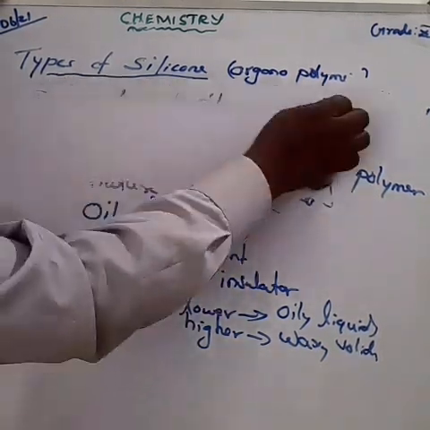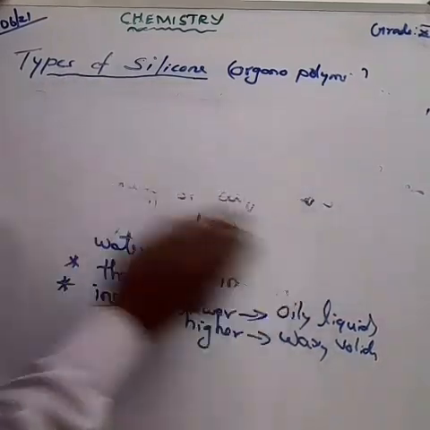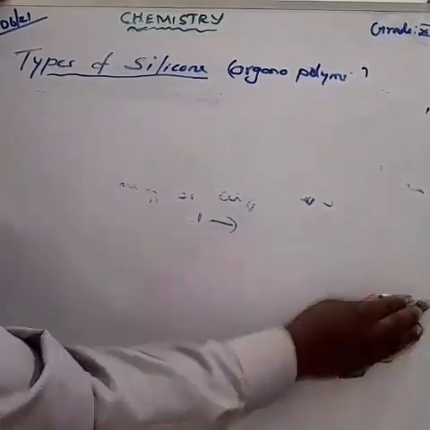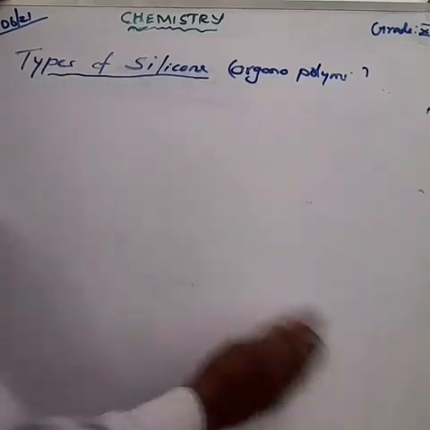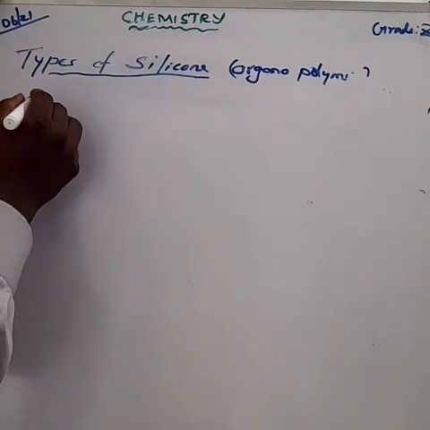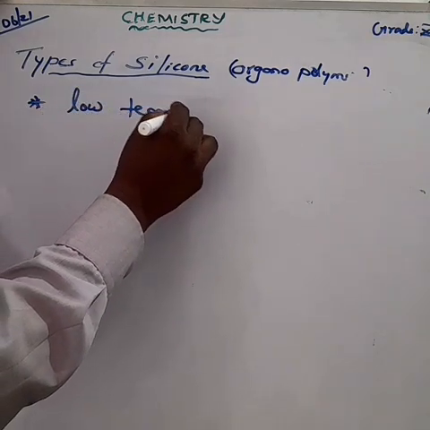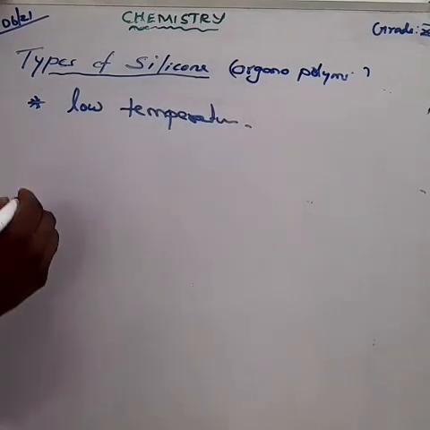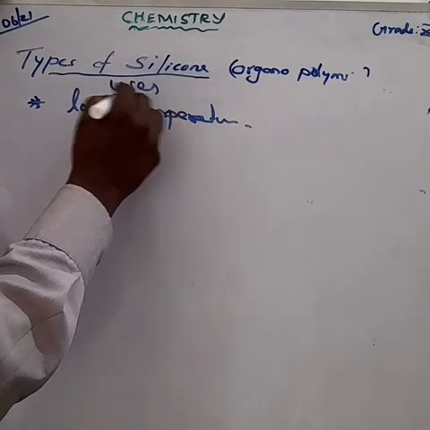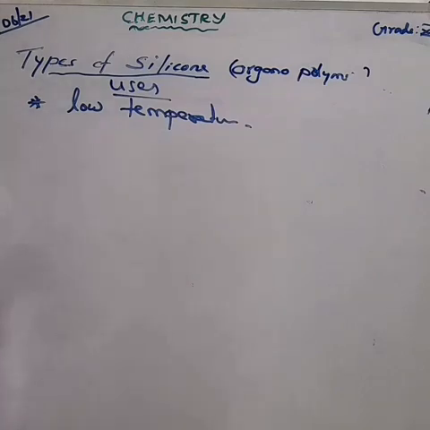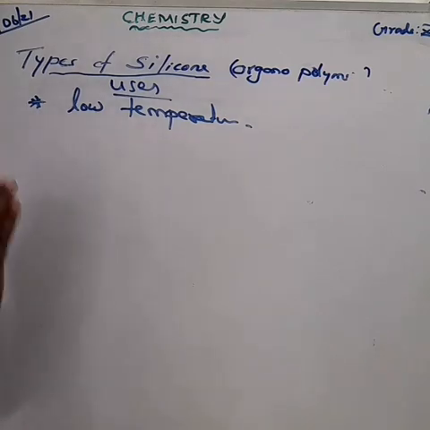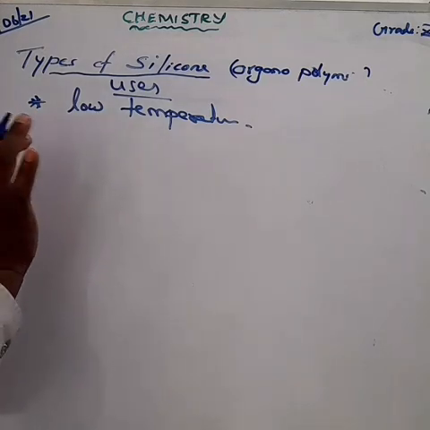What are the uses of silicones? A very important 3-mark question. Silicones are used for low temperature lubrication and in vacuum pumps, high temperature oil baths, etc. First, silicones are used for low temperature lubrication. Second, in vacuum pumps. Third, high temperature oil baths.